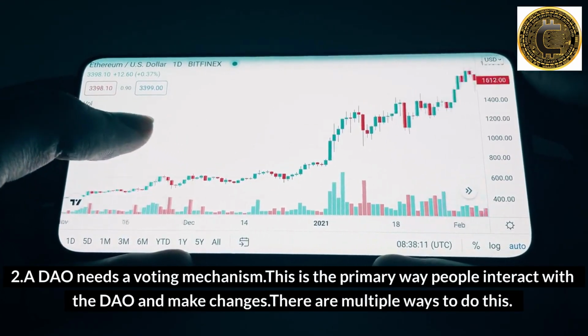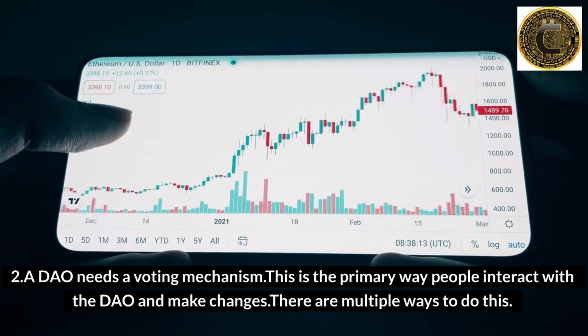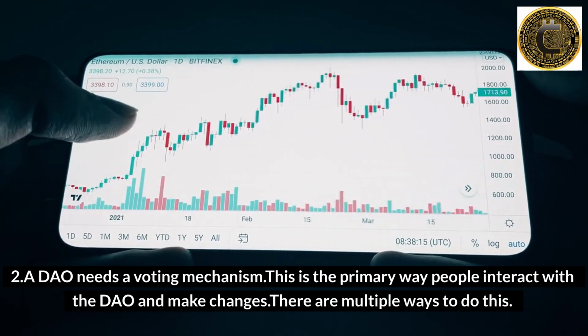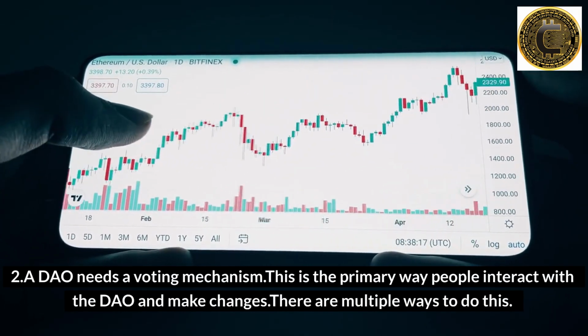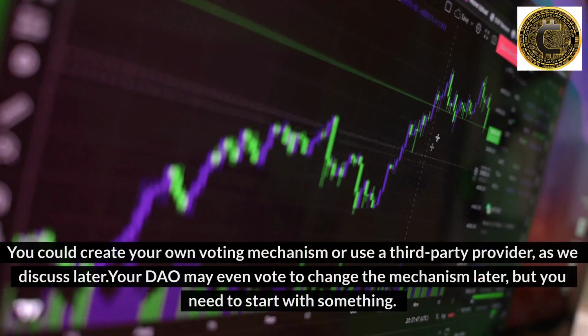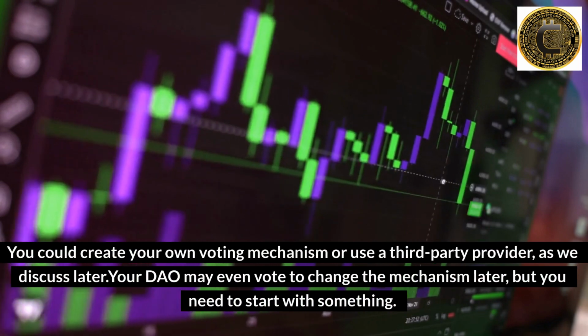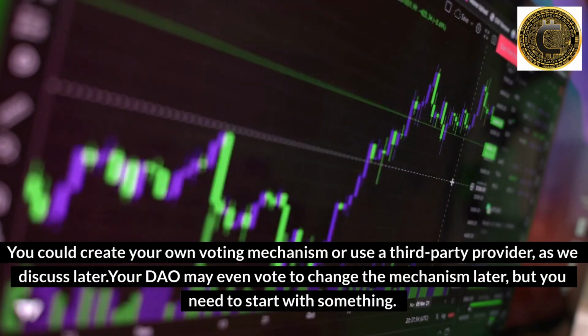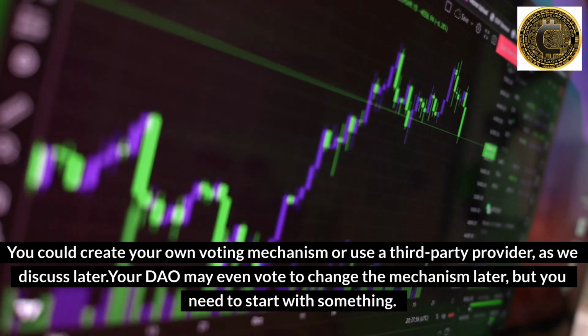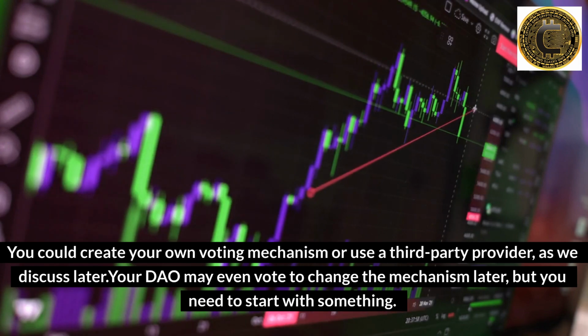2. A DAO needs a voting mechanism. This is the primary way people interact with a DAO and make changes. There are multiple ways to do this. You could create your own voting mechanism or use a third-party provider, as we discuss later. Your DAO may even vote to change the mechanism later. But you need to start with something.